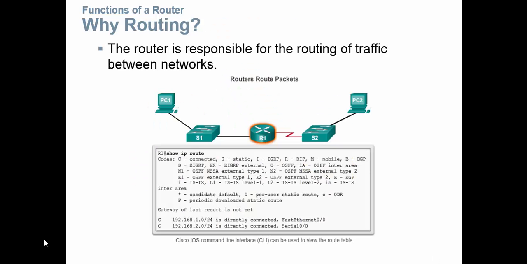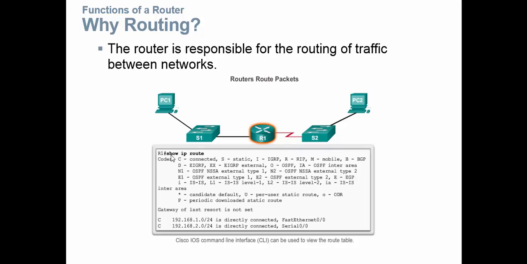So why routing? Basically, the router is responsible for the traffic going between your different networks, so the router is very necessary. It is how we communicate between the two, and without the router determining the best path to the destination and forwarding the traffic to the next router along the path, your information wouldn't get anywhere. The router is responsible for the routing of traffic, like I said, between your networks.